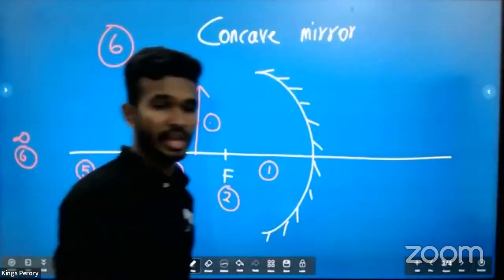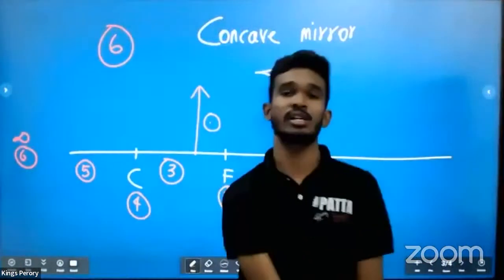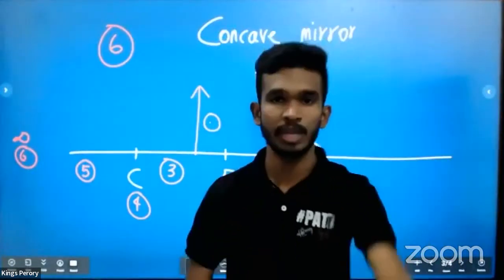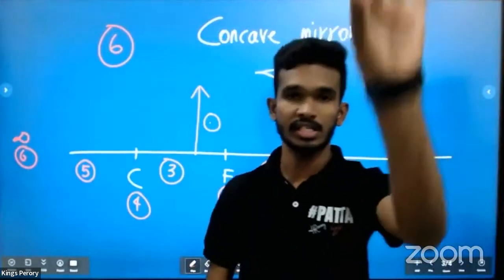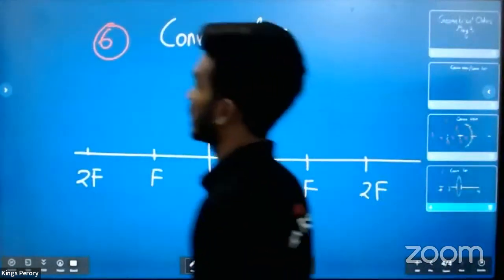So what we do is, we take an arrow, keep it in 6 different positions, and check where the image is formed. Is the image upright or inverted? Is the image real or virtual? What's the size of the image? Same thing we do with convex lens also.